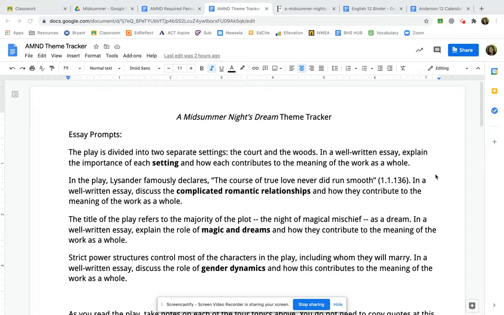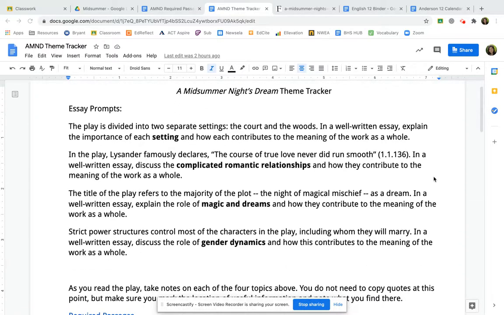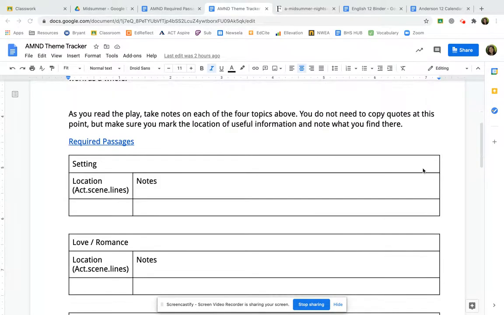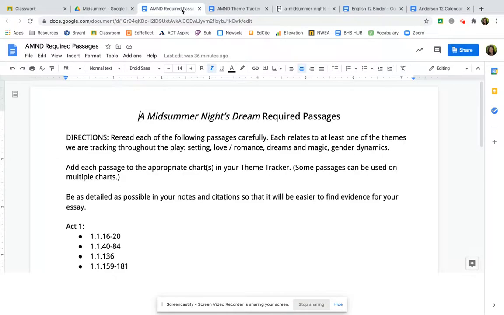You have 4 essay prompts to choose from: how setting contributes to the theme, how the complicated romantic relationships contribute to the theme, how magic and dreams contribute to a theme, or how gender dynamics contribute to a theme. You'll need to keep track of all 4 of these thematic concepts throughout the play. That way, when we finish reading, you can choose the one that you feel the most comfortable with to write your essay about. You have several required passages for each act.